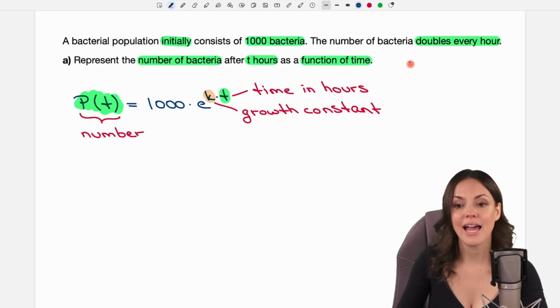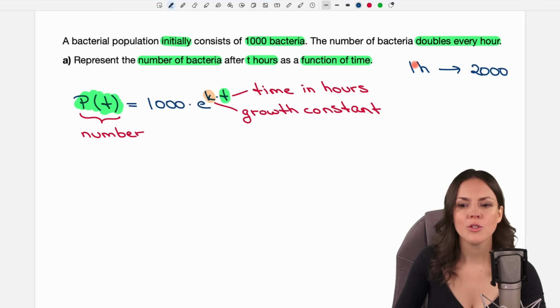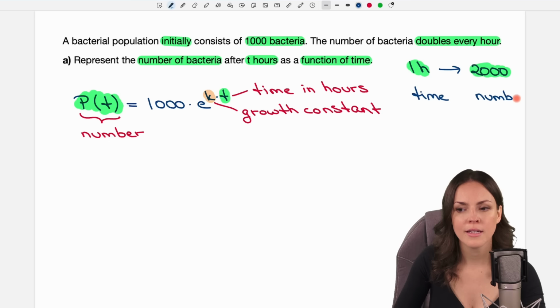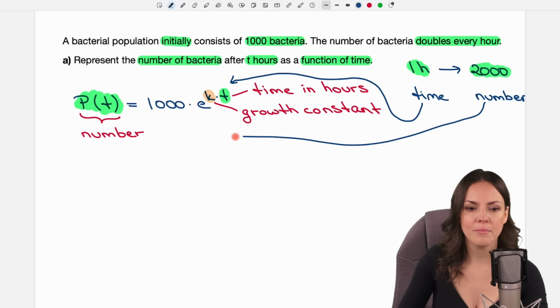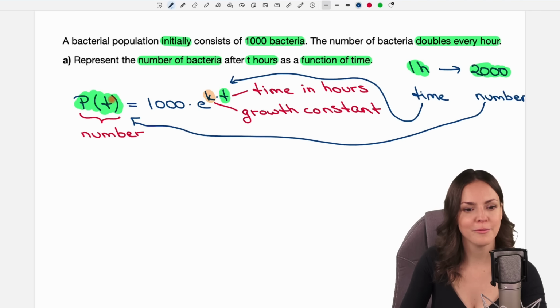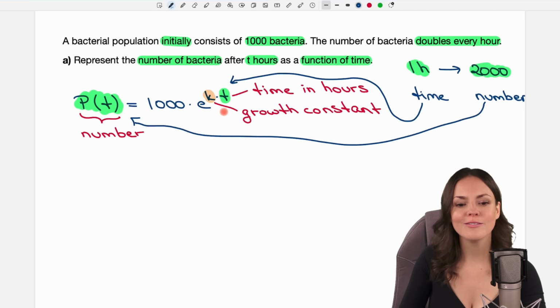What does that mean after 1 hour? If they double every hour, then we're going to have 2,000 bacteria. So now we have a time here and a number of bacteria, and we can insert the time for the time and the number of bacteria for the number of bacteria, and solve this equation then for k.